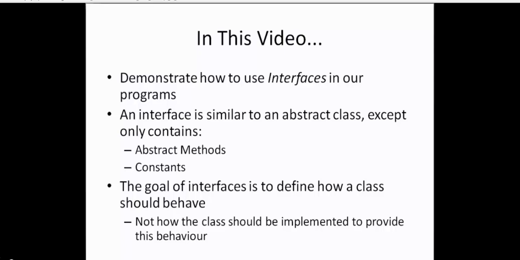So what is an interface? Well, an interface is similar to an abstract class. Now the goal of an interface is to define how a class should behave. So the class, however it needs to be written, has to meet some specification on some behavior. So an interface is a way to define what behaviors a class should have, not how the class should be implemented to provide this behavior. So with that, that's probably enough. We can start doing some coding.